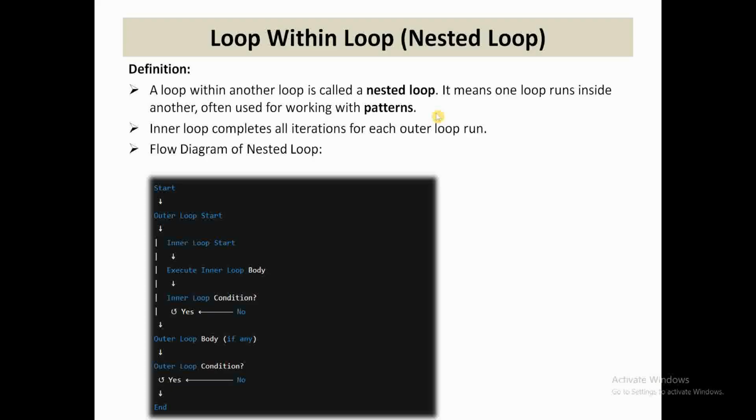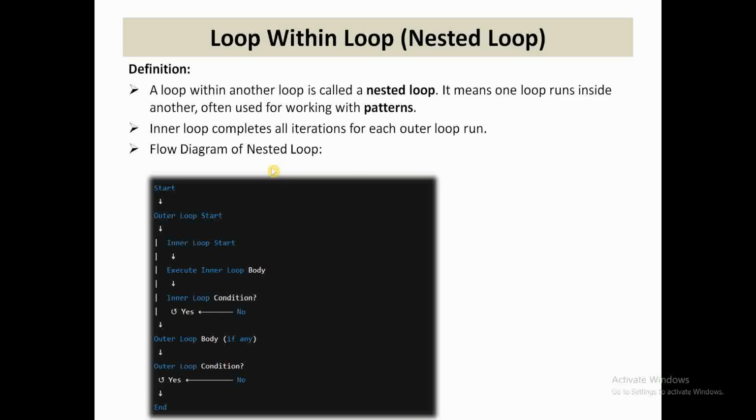If we want to create patterns like a star pattern, number pattern, or triangle pattern, then we can use these loops. The inner loop completes all iterations for each outer loop run. Suppose we have one outer loop that is the main loop, and inside that we create another loop that is called a nested loop, and the inner loop iterates completely while the outer loop runs only once. That is the iteration process.